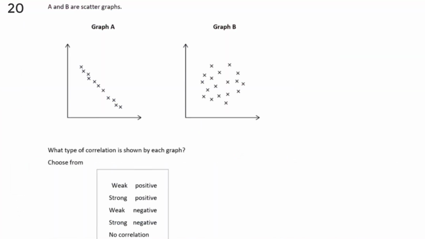A and B are scatter graphs. What type of correlation is shown by each graph? And we've got a few to pick from.